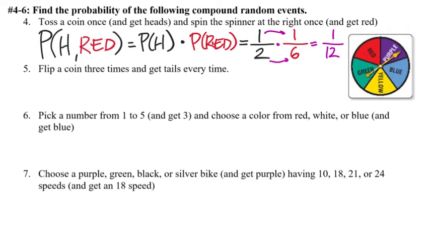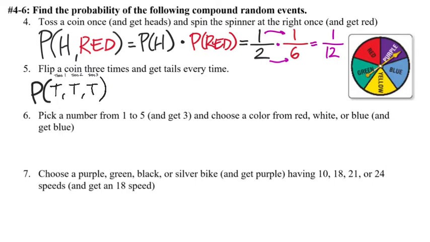Number 5, flip a coin 3 times and get tails every time. Okay, so this is, again, let's think about how this probability will work. Let's say on this tossing, you've got 3 different tosses, right? So we're going to look at this as toss 1, toss 2, and then toss 3. We should have enough space for that. All right, so there's our tosses, and it's saying we've got to get tails every time. So toss 1 would be tails, toss 2 would be tails, and then toss 3 would be tails.